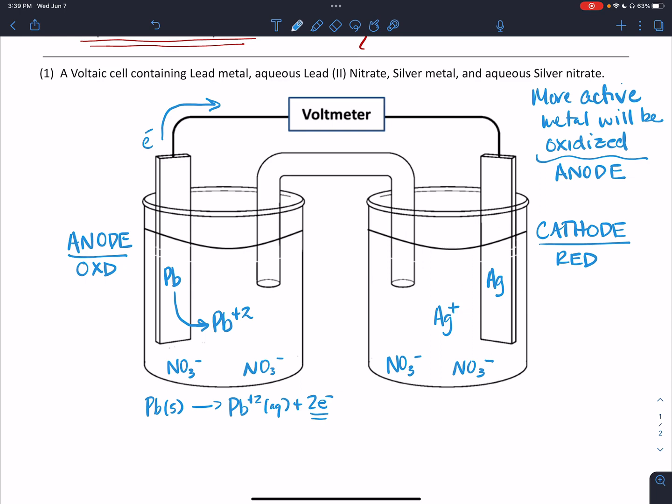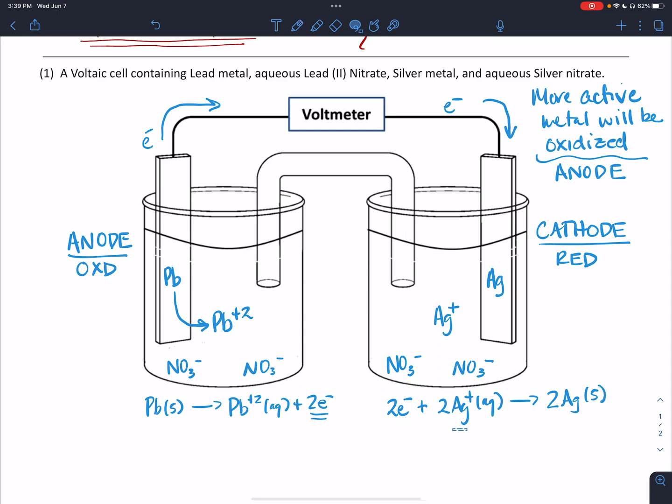They do a little bit of work in the voltmeter, which measures the potential difference between the 2 beakers, flow through it, and then flow down into my other electrode. All right, so once the electrons flow into the electrode, I'm going to have 2 electrons coming in, and I'm going to have 2 silver ions that interact with them and form 2 silver solid atoms.